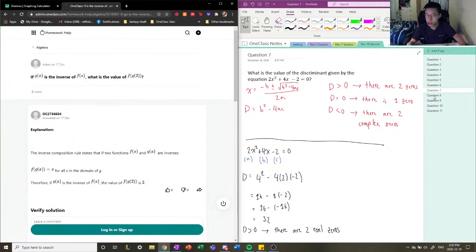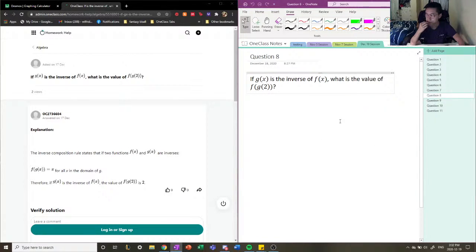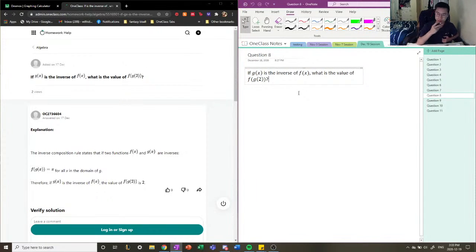All right, let's move on to question number 8. Question number 8 reads, if g of x is the inverse of f of x, what is the value of f of g of 2? Okay, so I'm going to first describe what the law is here, and then we will break it down and try to understand how this law works.